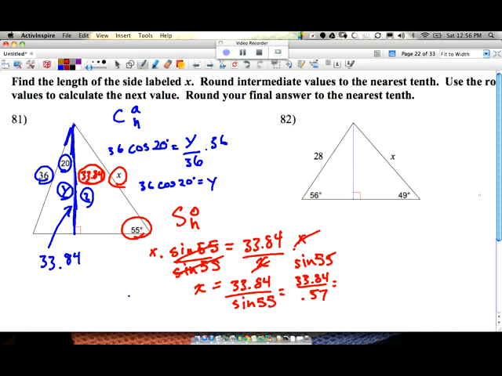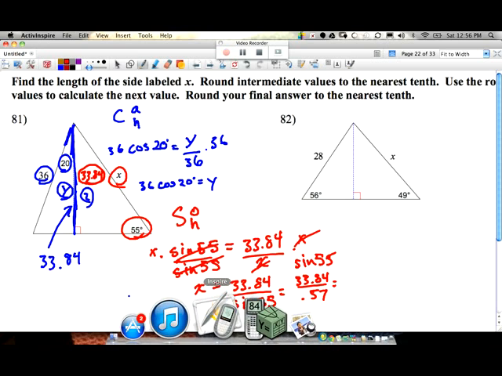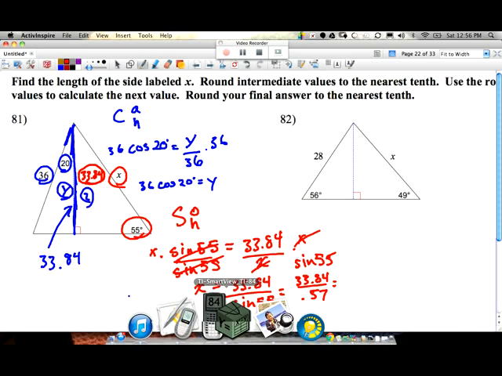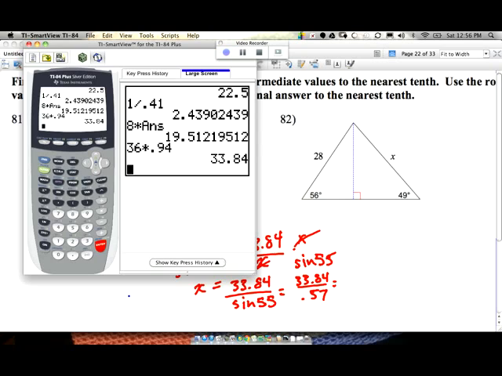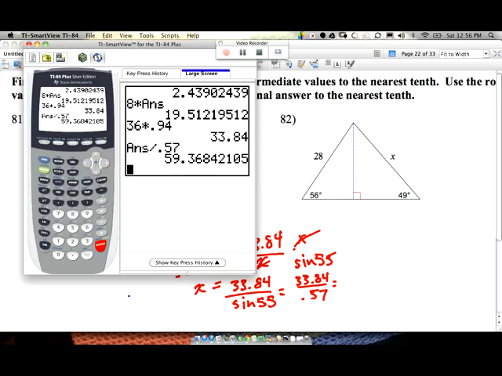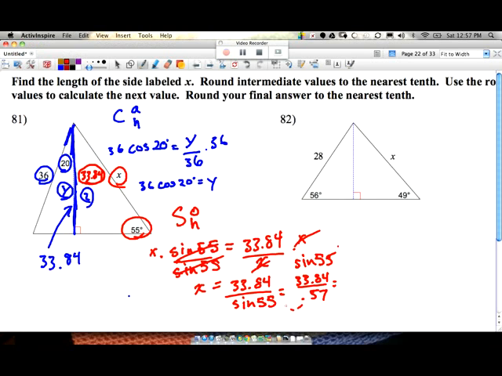And what does that come out to be? Let's check. We're going to take our number, 33.84, and divide that by 0.57. And that gives us 59.37. So that's x. Check. Done. That was a piece of cake.